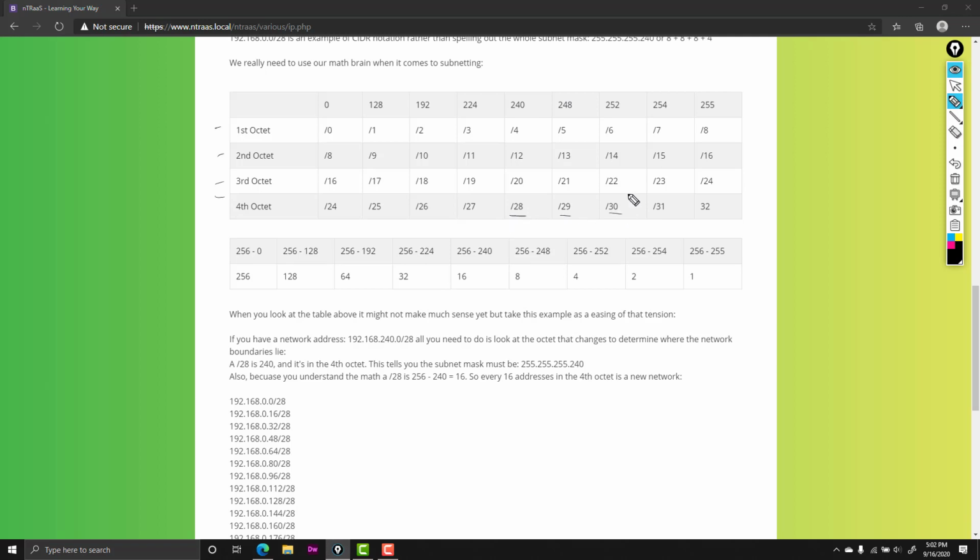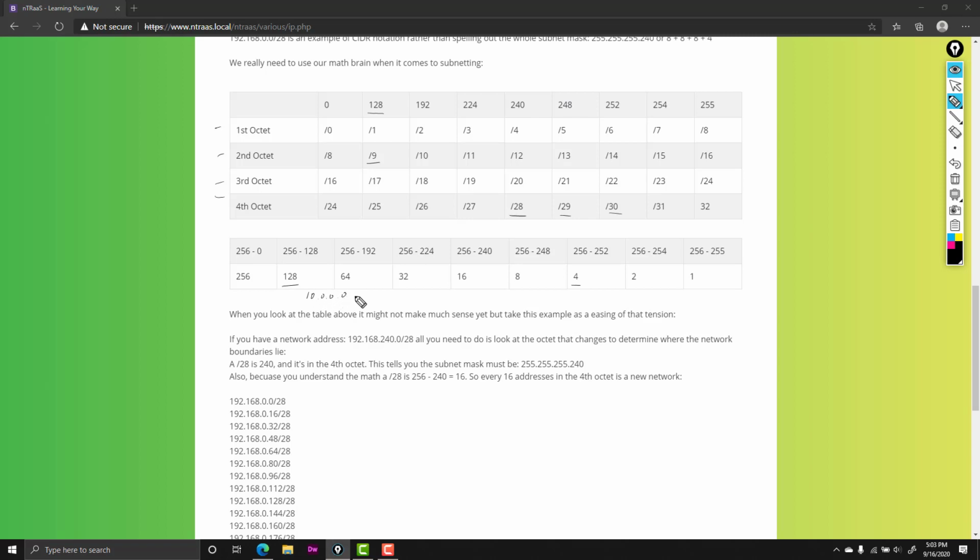If someone tells you it's a /30, you'll know that it's a 252. From 252, you'll notice that there are 4 addresses available. If you come over here and do a /9, you'll know that that is a 128 in the second octet. By doing the 128, you'll notice that it's every 128 in the second octet that gives you a new network. So we'll take this as an example.